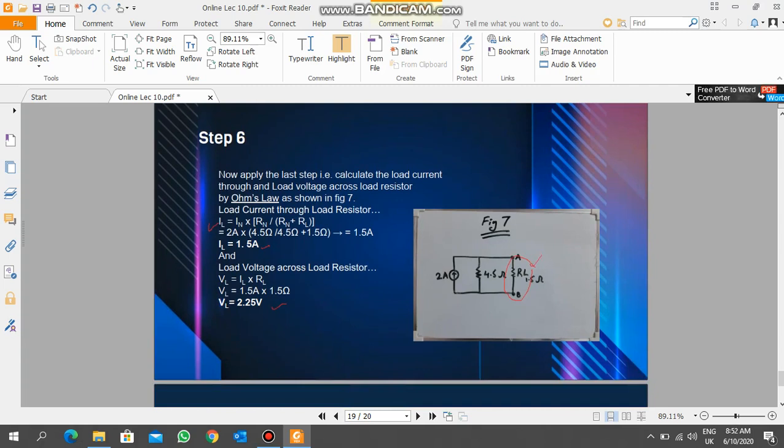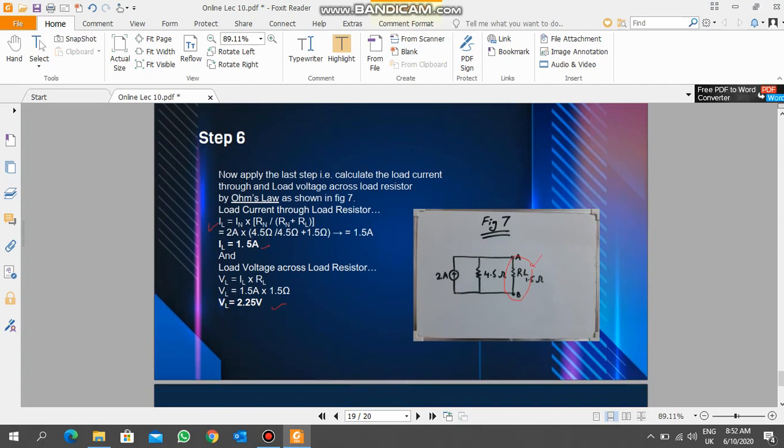So what will be our final step? Connect the Rn in parallel with the current source In and reconnect the load resistor. So this is the final circuit. What values do we need here? This is the fifth step.